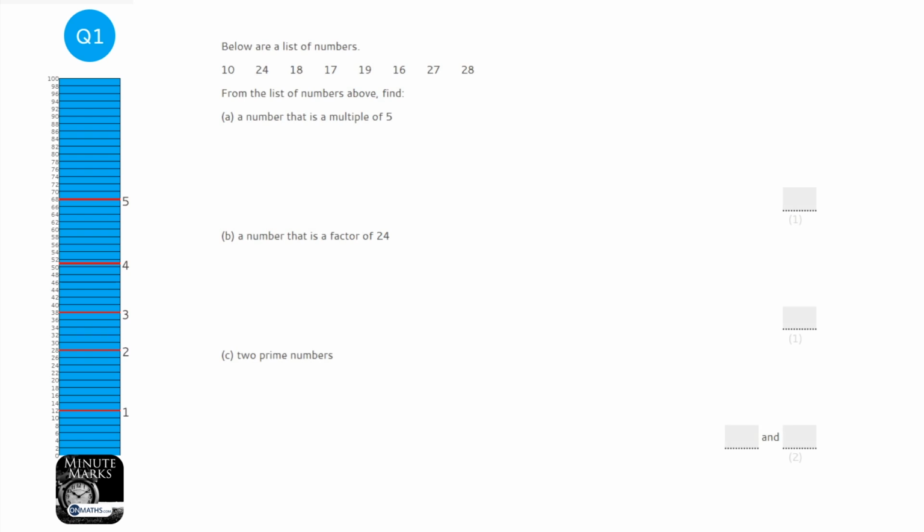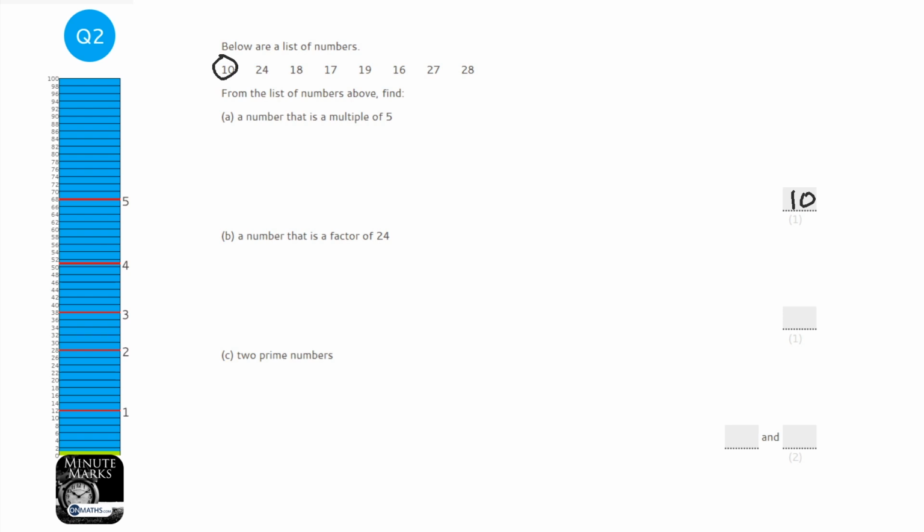For this question, we need to understand the difference between multiples and factors. Multiples are just a number's times table. So the multiples of 5 will be 5, 10, 15, 20, etc. Every number in the 5 times table ends in 0 or 5. So looking at the list of numbers we've got here, there's only one that ends in a 5 or a 0, which is 10. So 10 is a multiple of 5.